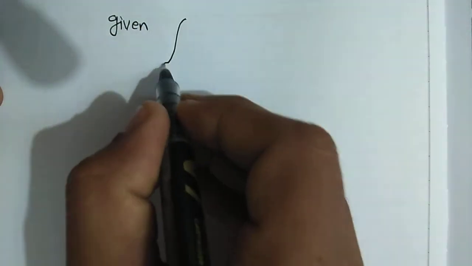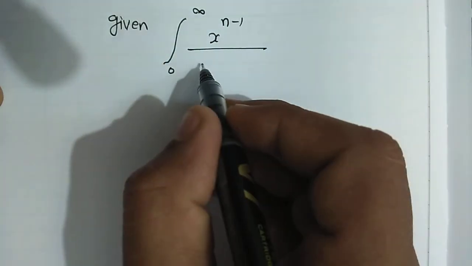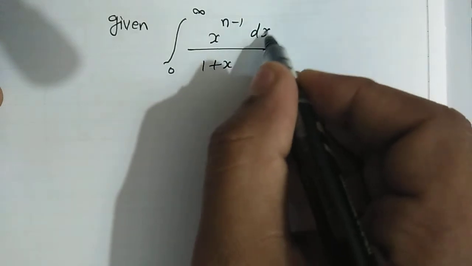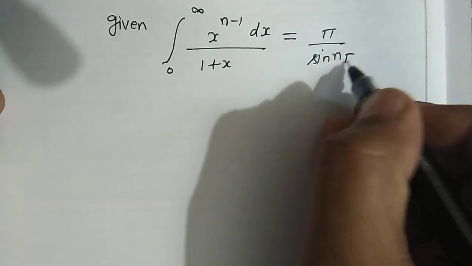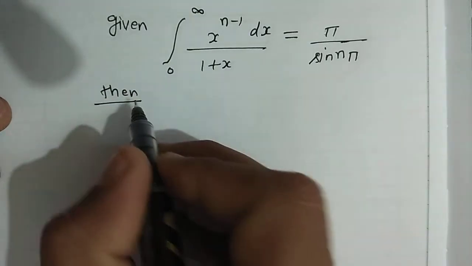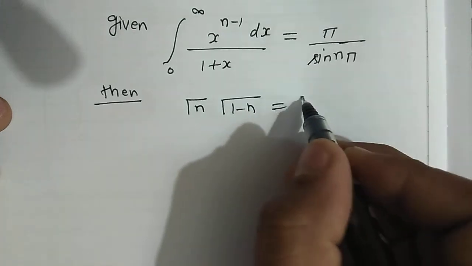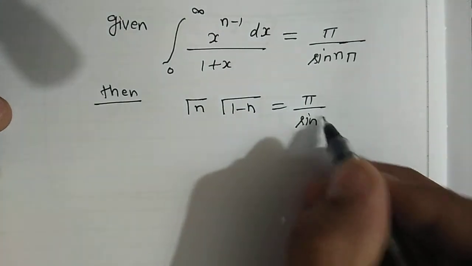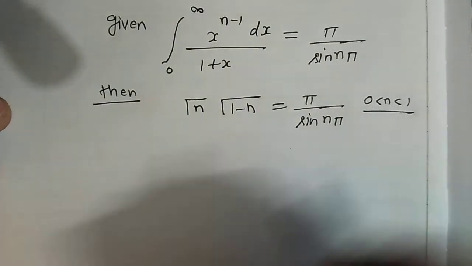Let me take the next problem. It is given that the integral from 0 to infinity of x power n minus 1 divided by 1 plus x, dx, equals pi by sine n pi. Then show that gamma(n) gamma(1 minus n) equals pi by sine n pi, where n varies from 0 to 1.